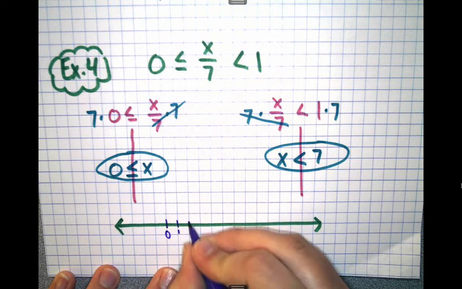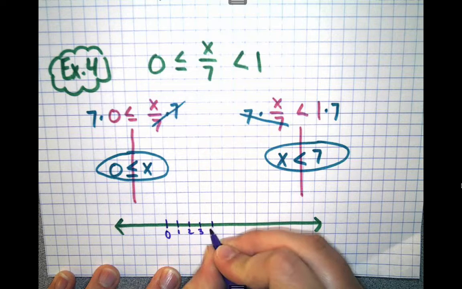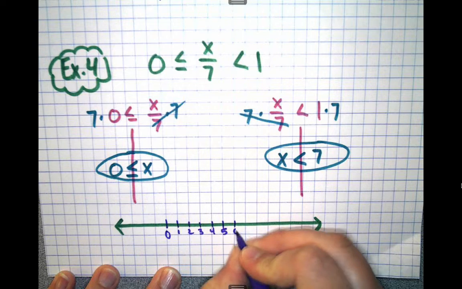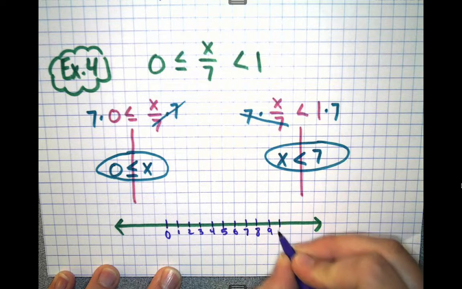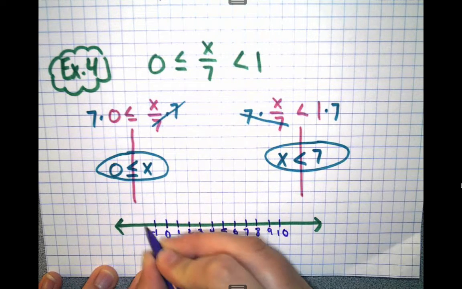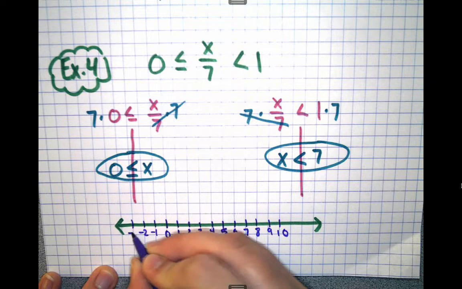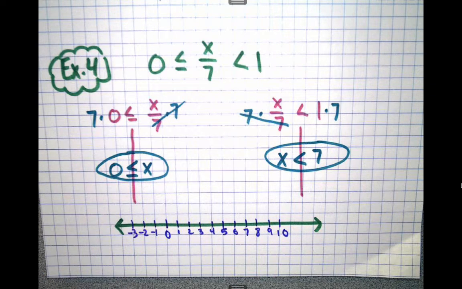And then 1, 2, 3, 4, 5, 6, there's the 7. That's important. Here's 8 and 9 and 10, just to get extra numbers. And how about -1, -2, -3? Just more extra numbers. This time, I'm going to be circling and focusing on 0 and 7.